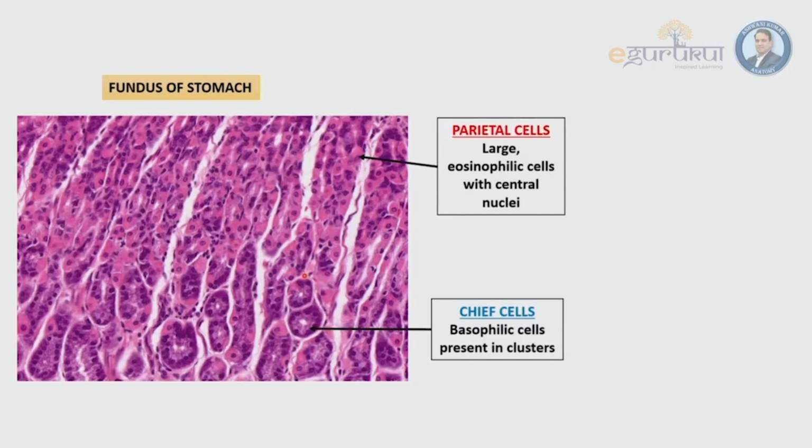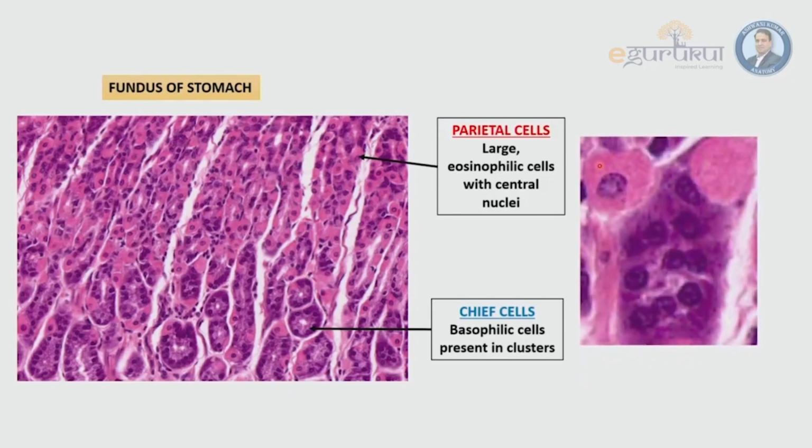And let me just put one picture for you, which is an enlarged view of the same. Look at this. You can see the parietal cells here, right? Very clearly you can see the large eosinophilic cells with that bright acidophilic cytoplasm. And if you look at these chief cells, first of all, they are present in a cluster. You can see they are present in a cluster here.